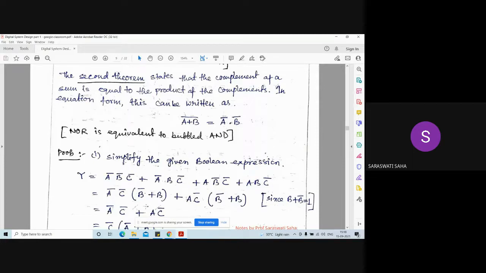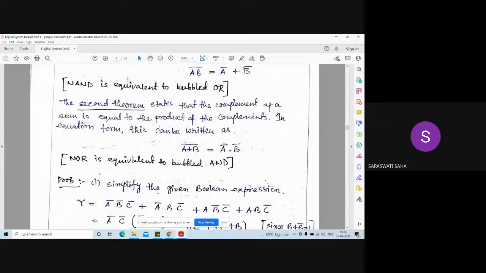So just say NAND is equivalent to bubbled OR, and NOR is equivalent to bubbled AND. When it is NAND, it will be OR. When it is NOR, it will be AND. Just a reverse. For AND, it will be OR. For OR, it will be AND. Clear?